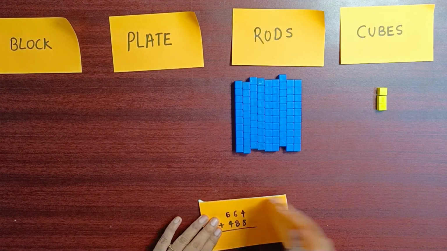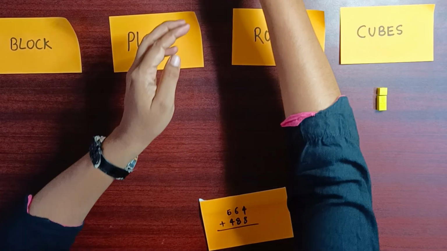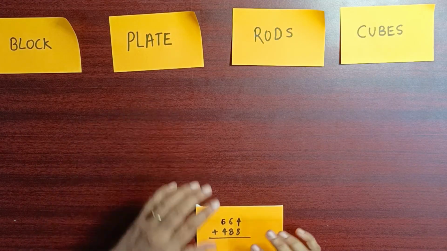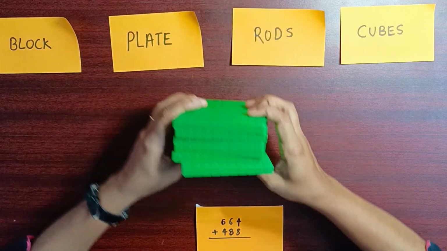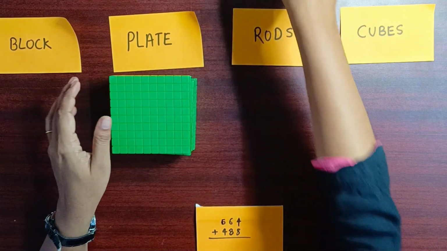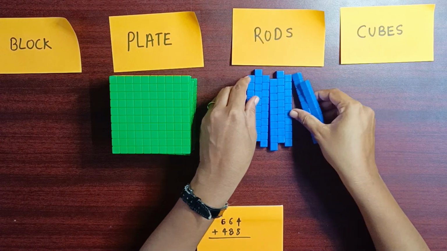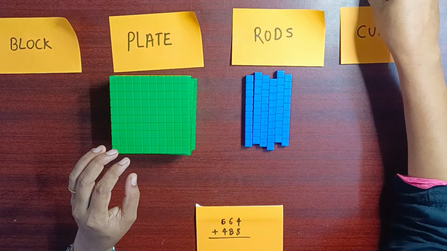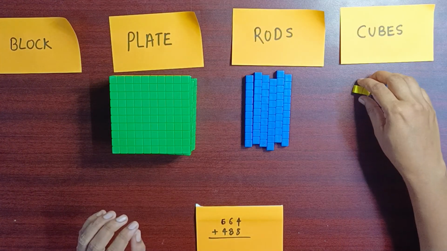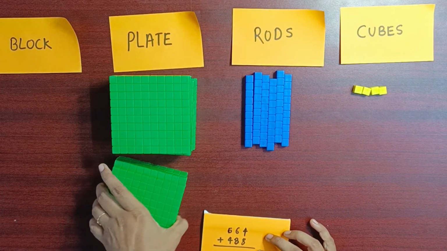Now let's try a harder example with this. This time I want to add 664 with 488. So let's quickly form these numbers. For 600, I want 6 plates, 6 rods, and 4 cubes, not blocks. And 488, so I will need 4 plates again.